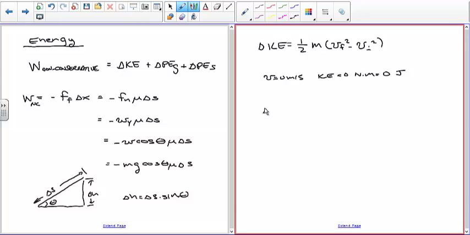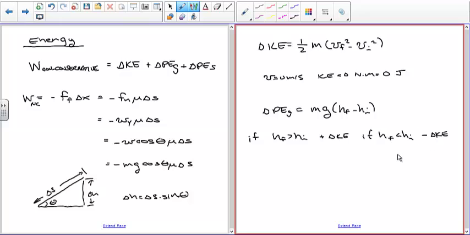Then you have the change in gravitational potential energy. So that's the mass times the acceleration due to gravity. These are both positive quantities. And then you have h final minus h initial. So if h final is greater than h initial, we have a positive change in energy. And if h final is less than h initial, then the change will have a negative sign.